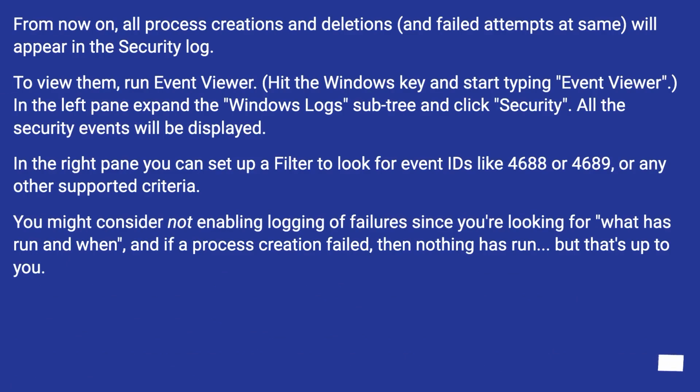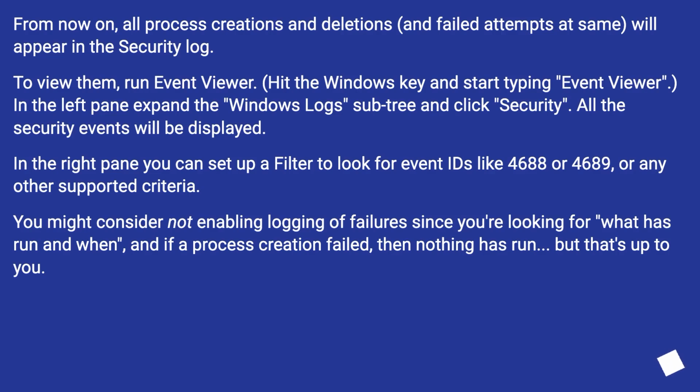From now on, all process creations and deletions, and failed attempts at same, will appear in the security log. To view them, run Event Viewer. Hit the Windows key and start typing Event Viewer. In the left pane, expand the Windows Logs subtree and click Security. All the security events will be displayed.